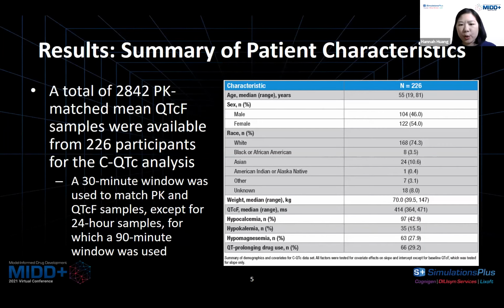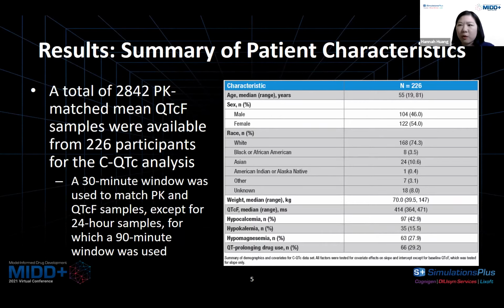There were a total of 2,842 time-matched concentration and QTc samples from 226 patients used in this analysis. When we performed the time matching, the actual times of the PK concentration and the ECG measurement were compared. If the difference between them was less than 30 minutes, then the match was made. Otherwise, we excluded the observation. For 24-hour samples, we expanded the matching window to 90 minutes to allow for more time-matched samples.